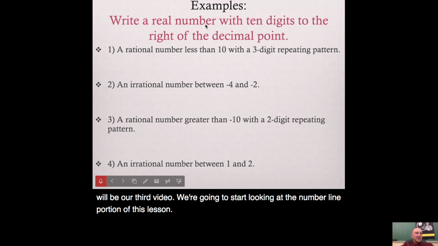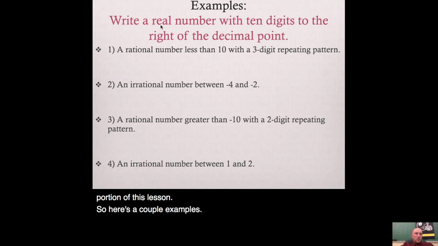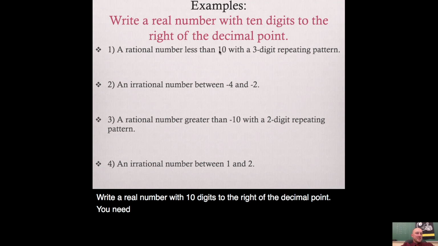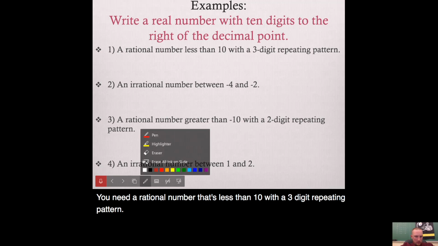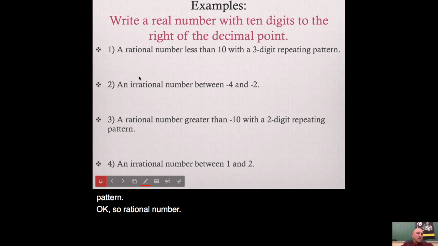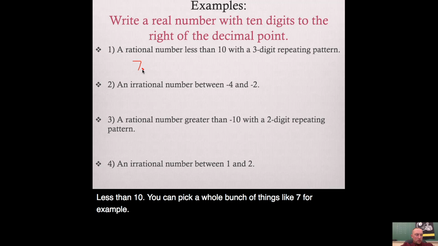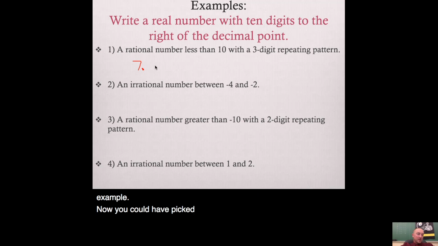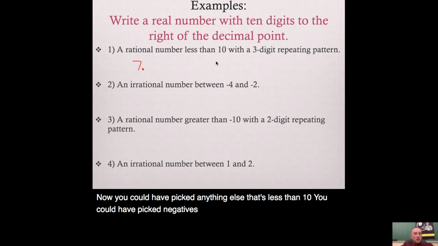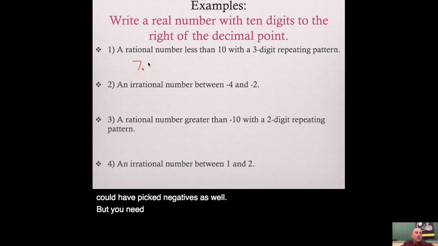So here's a couple examples. Write a real number with 10 digits to the right of the decimal point. You need a rational number that's less than 10 with a 3-digit repeating pattern. Okay, so rational number less than 10. You can pick a whole bunch of things, like 7, for example. Now, you could have picked anything else that's less than 10. You could have picked negatives as well. But you need a 3-digit repeating pattern.